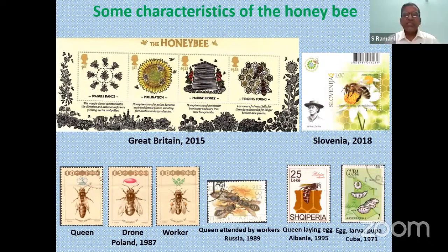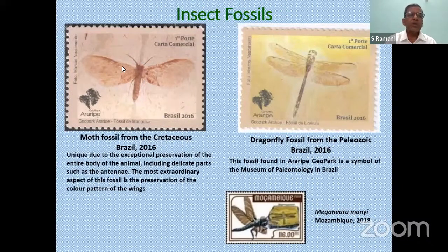Coming to insect fossils, these are two beautiful insect fossil stamps that came out from Brazil in 2016. This is of a moth, which has been exceptionally beautifully preserved. This is unique because this particular preservation has even preserved the color, the entire body of the animal, including very, very delicate parts like the antenna have been preserved on the stamp. And this is the most extraordinary fossil with the color pattern of the wings, which are shown.